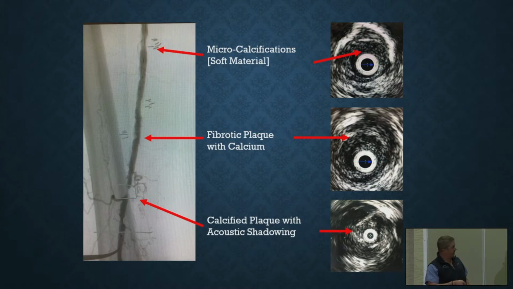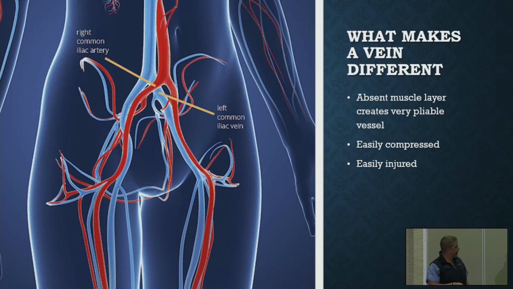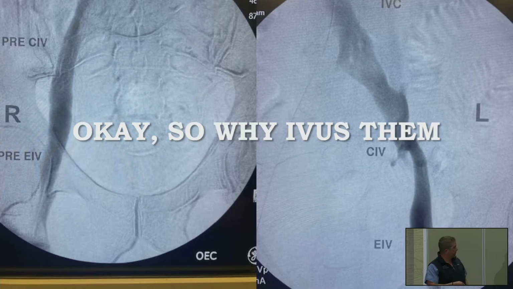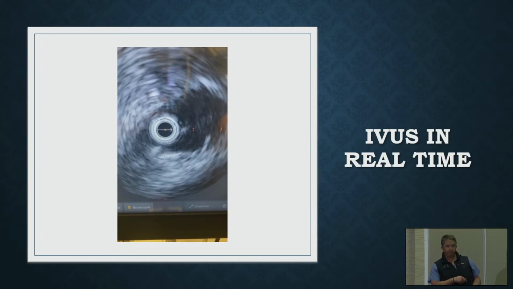So here's IVUS in a peripheral artery. You see all the pathology, the thick walls, and whatnot. You don't see that in a vein. And when an artery crosses over a vein, which we see in iliac venous compression, it flattens out. And so when we do vascular surgery, we use conventional angiography. So if I looked at this left iliac venous system, it looks wide open. But in reality, it's pancaked out, where you can hardly see it.